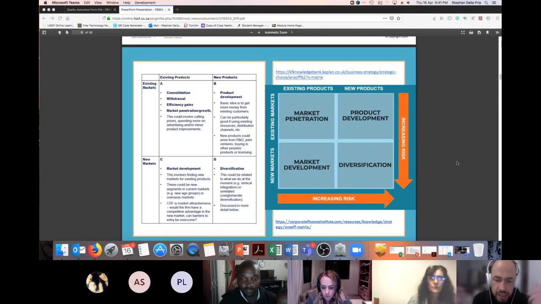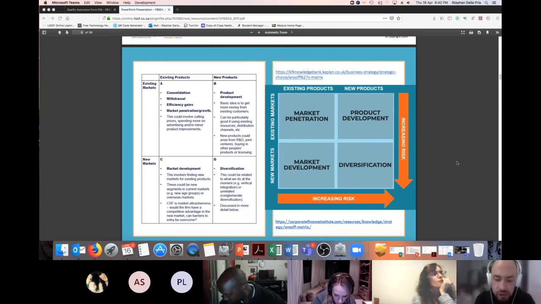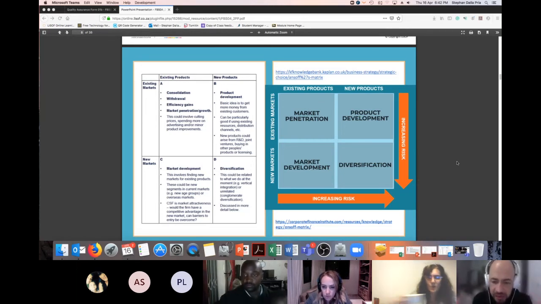First thing you want to do is read the blocks on the left-hand side, because it corresponds to the matrix on the right-hand side. This is called the Ansoff matrix. Very popular model. It's not a theory, it's a model. And you use this model to determine what strategy a business is using to grow. It's growth strategies. So firstly, let's start at the upper left-hand corner, market penetration.